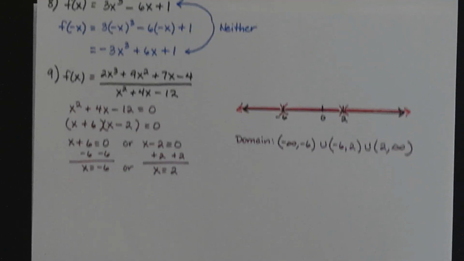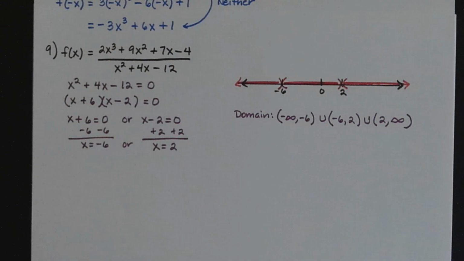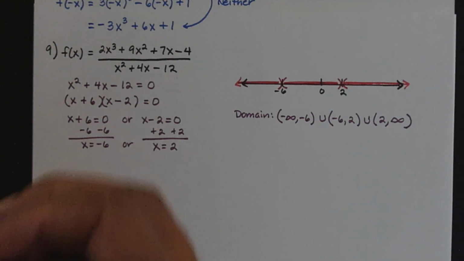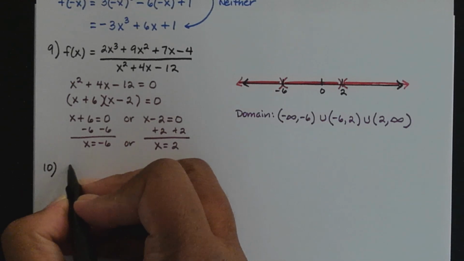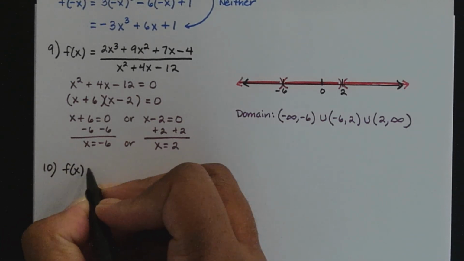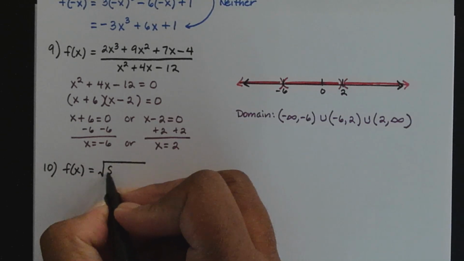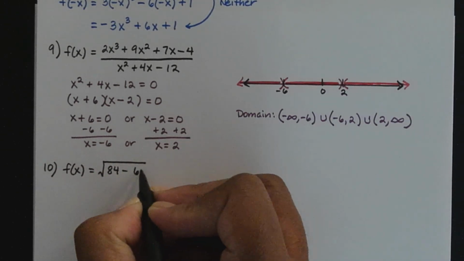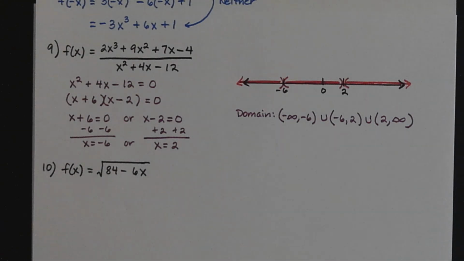Okay, so that's problem number 9. Number 10, also they ask you to find the domain. And here f of x is equal to the square root of 84 minus 6x. Now what type of function do I have here? A radical, because I got that square root, so that's a radical function.